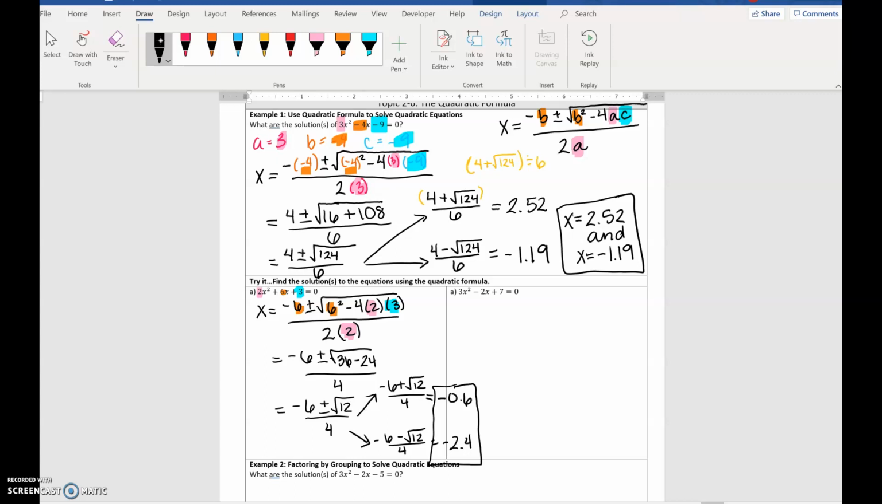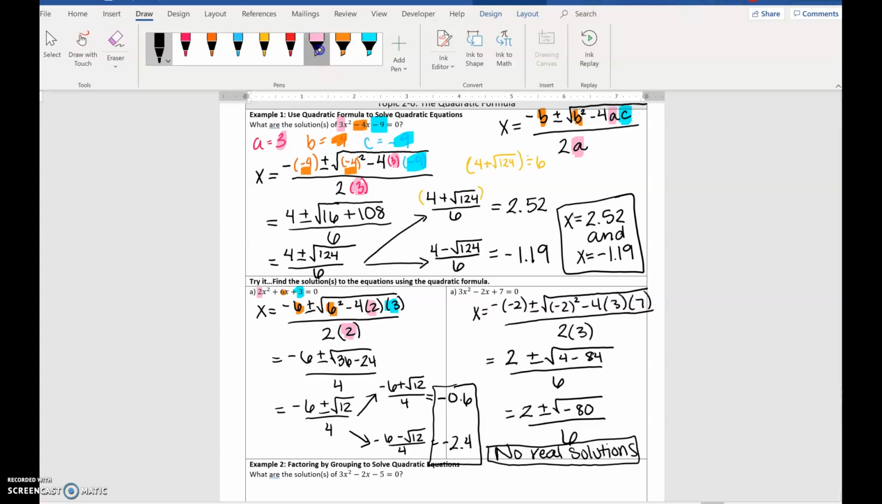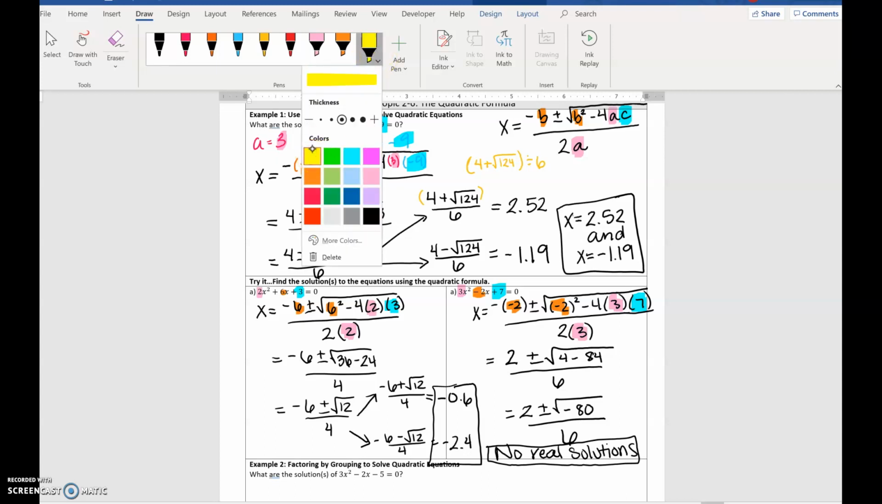So now go ahead and pause and try the second one if you haven't already. Okay, again, A was 3, so that went here and here. B was negative 2, and so that went here and here. And then C was 7, so that went here. So simplifying it down, you get a negative 80 in your square root.